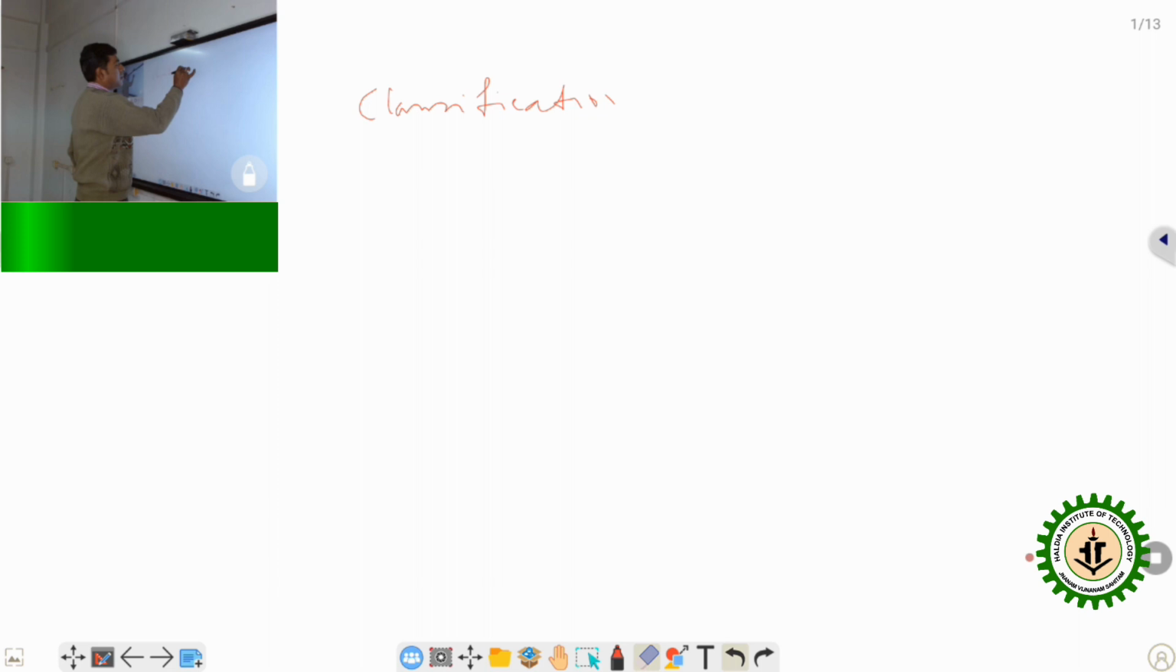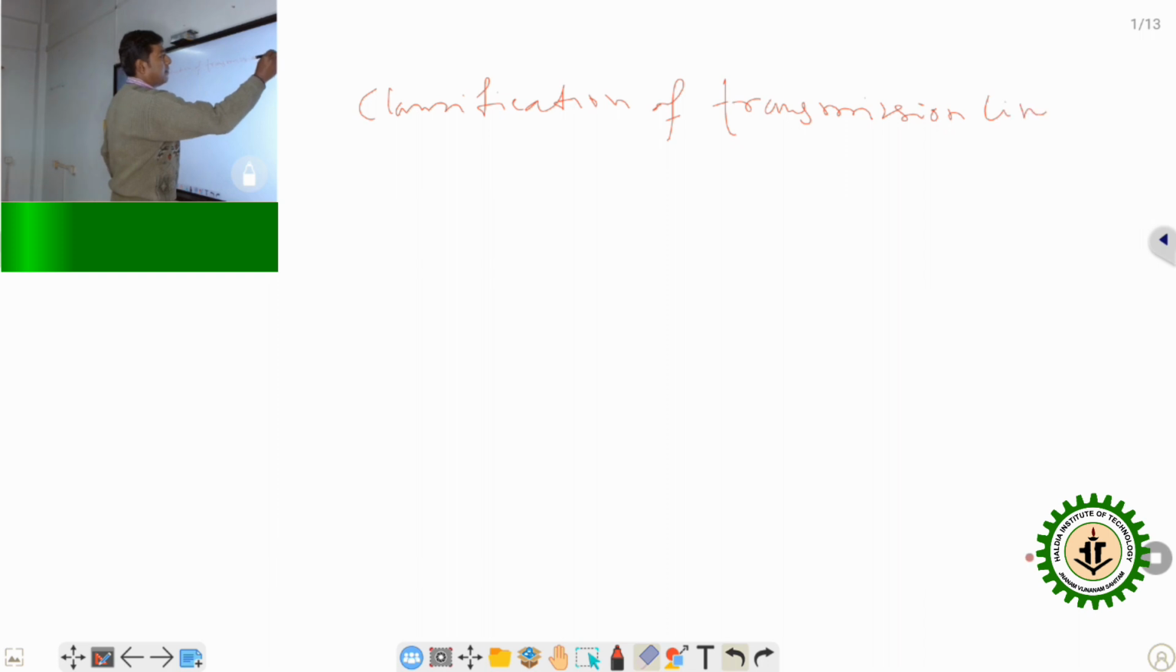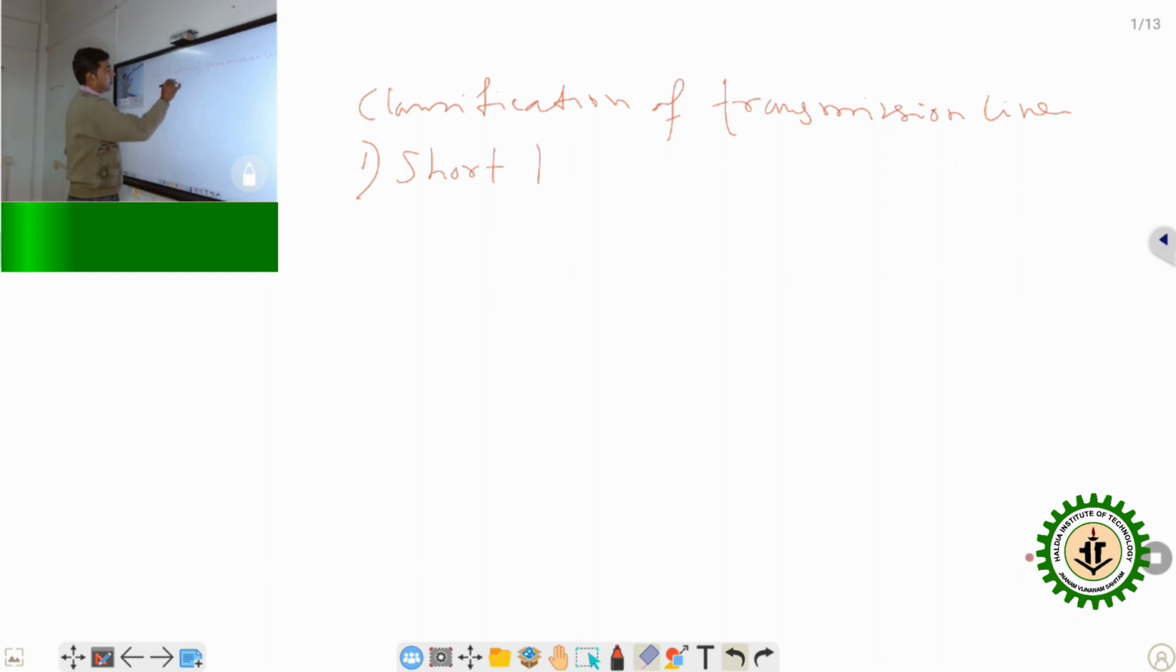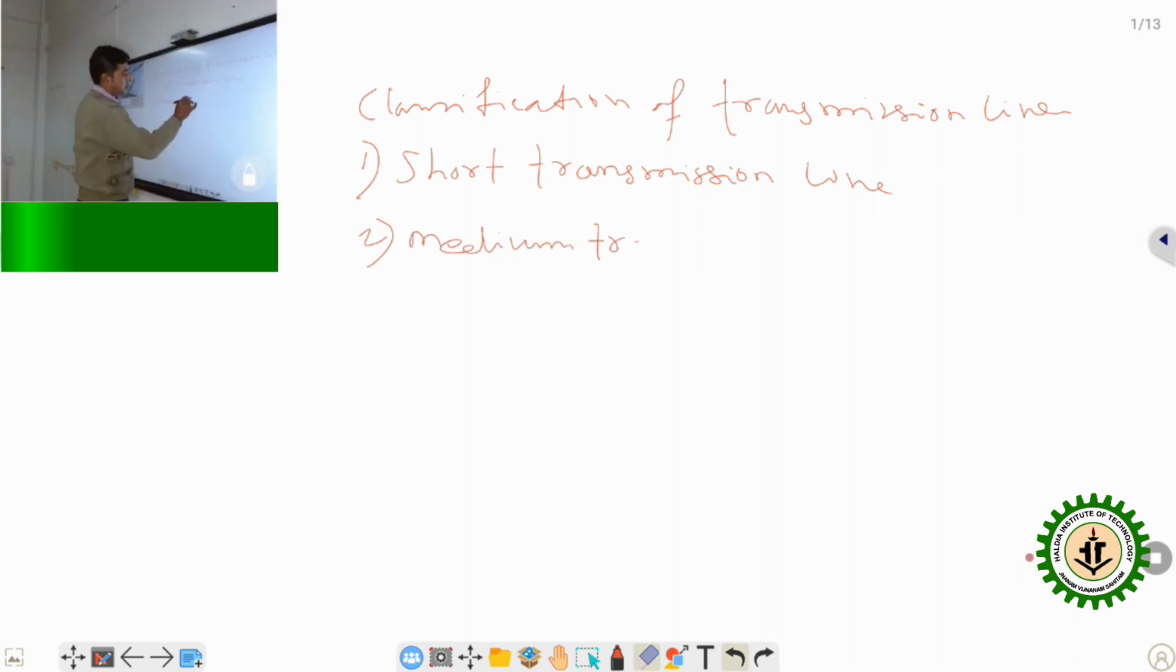Classification of transmission line. Number one is short transmission line. Number two is medium transmission line. Number three is long transmission line.